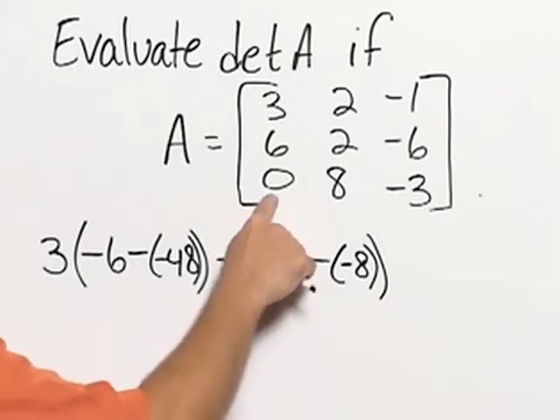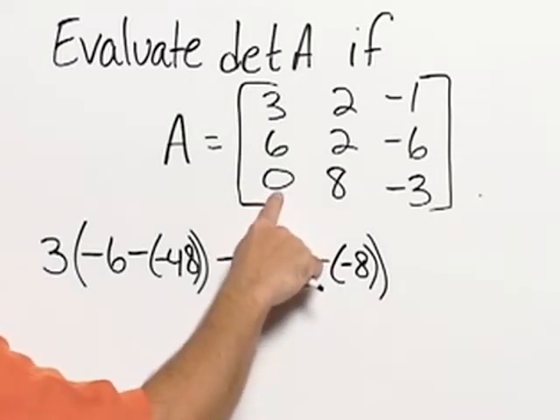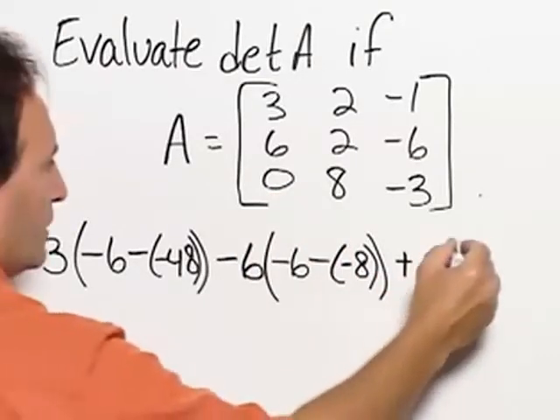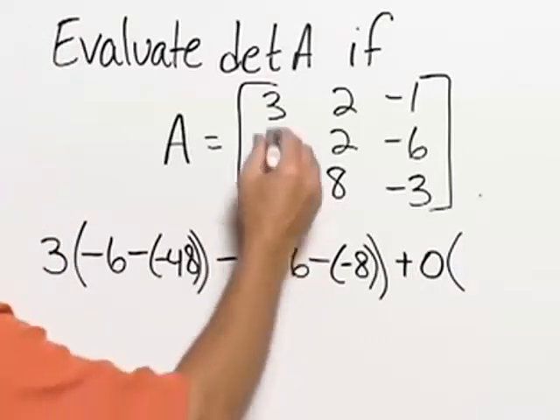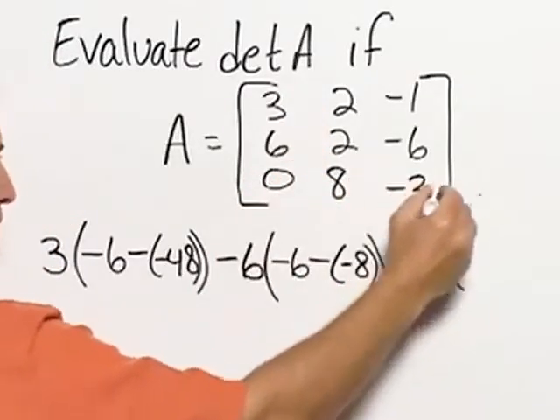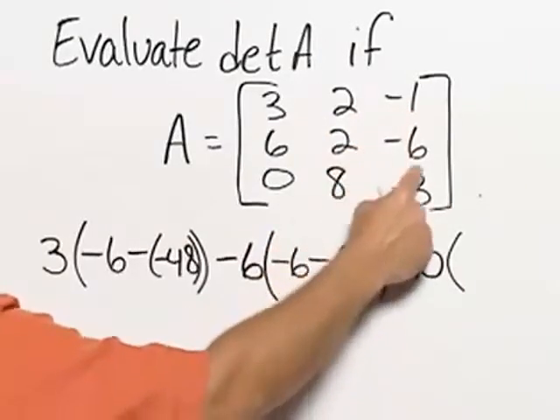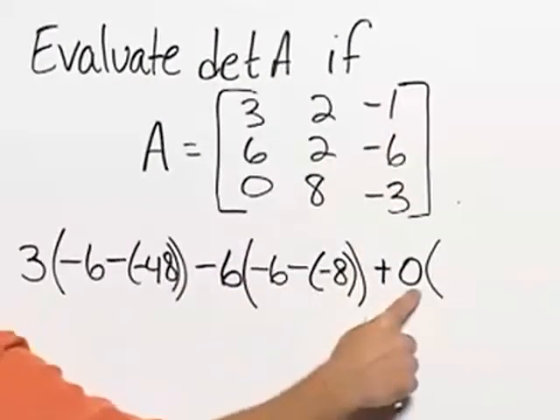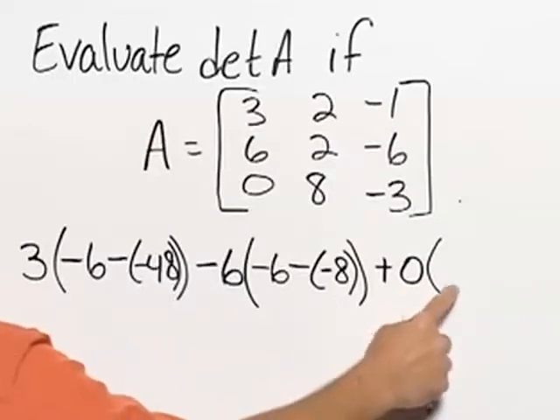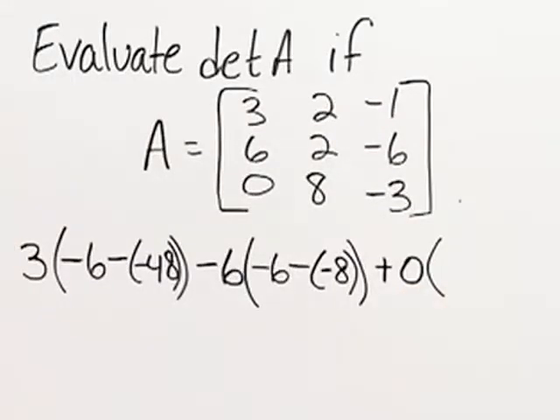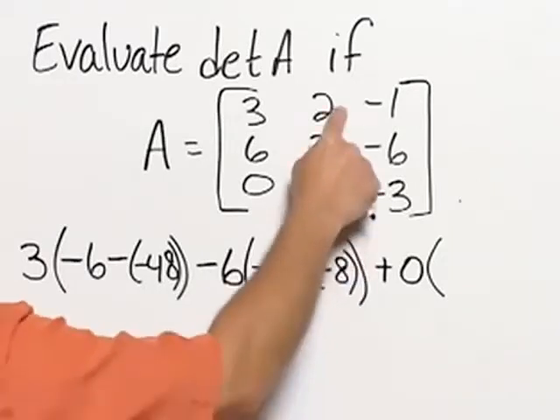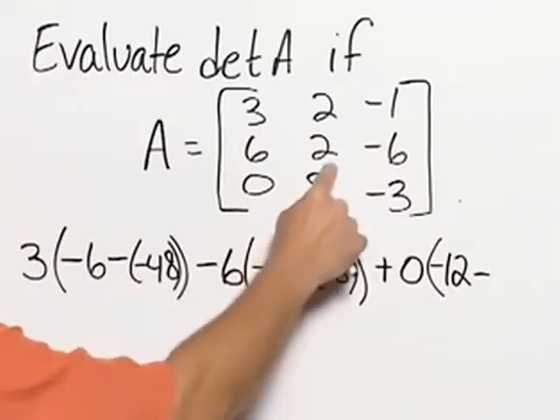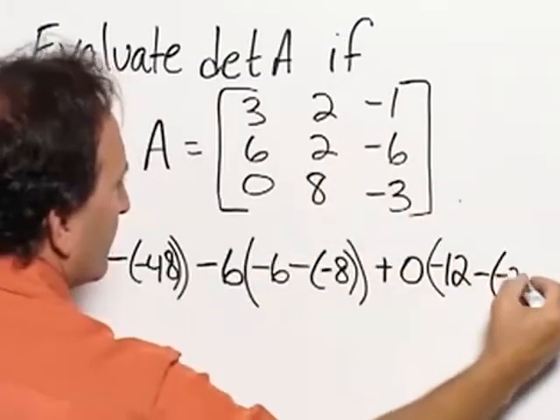We now go to the third row, column 1, and there's a 0. Now, technically, we add 0 times, well, we cross out column 1 and row 3. It leaves us with the 2 by 2 matrix of 2, negative 1, 2, negative 6. However, we're going to be multiplying that by 0, and therefore we don't really need to evaluate this. But let's at least show that what it would be is 2 times negative 6, which is negative 12, minus 2 times negative 1, which is negative 2.